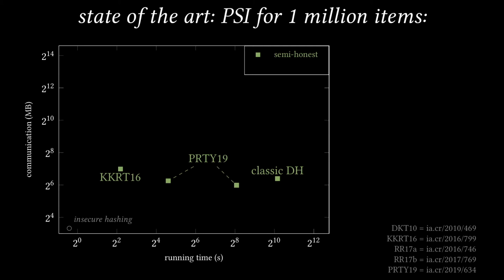First, the semi-honest protocols. The fastest one is due to Kolesnikov, Kumaresan, Rosulek, and Trieu. It requires about 4 seconds for the intersection of sets of size 1 million. The fastest malicious PSI protocol is due to Rindal and Rosulek, and it requires about 14 seconds. Note the sizable performance gap between the fastest semi-honest and fastest malicious protocol.